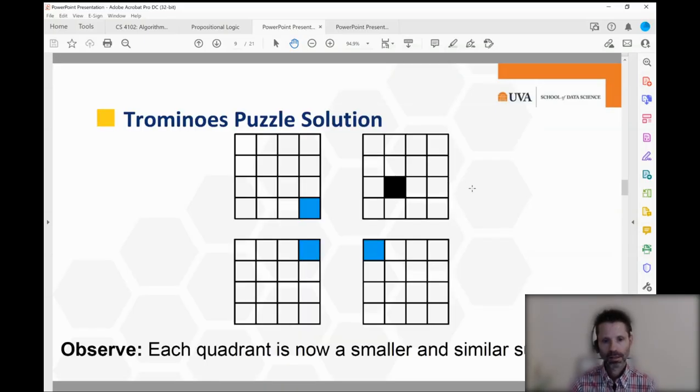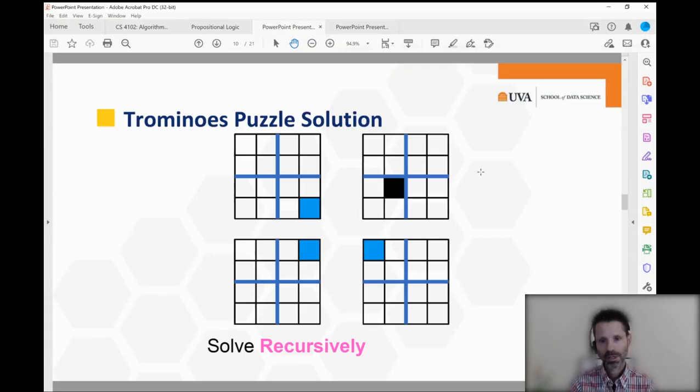All right, now we have a smaller but similar problem. We have 4 of them on 4x4 boards. So what if we do this again? Then we get more 2x2 boards, 16 of them.